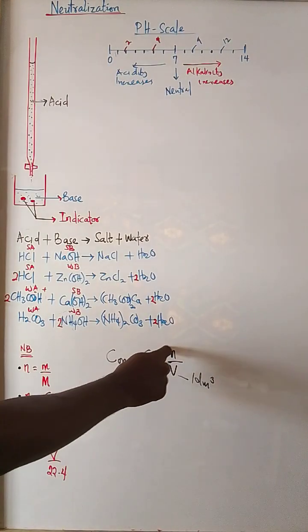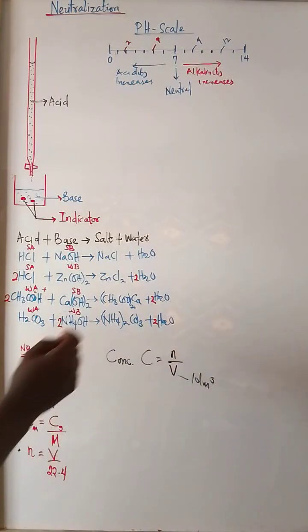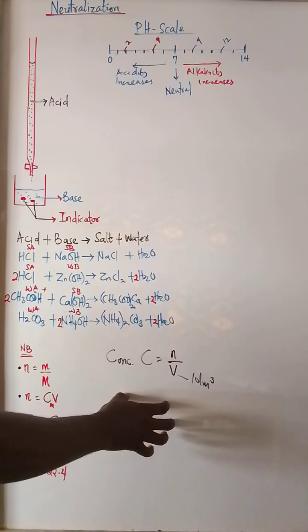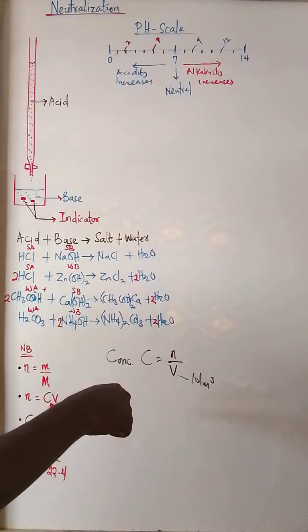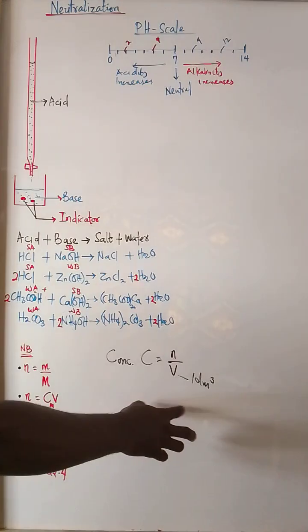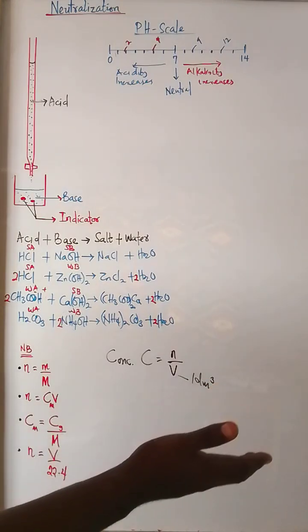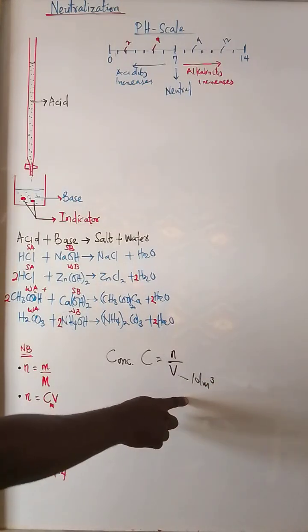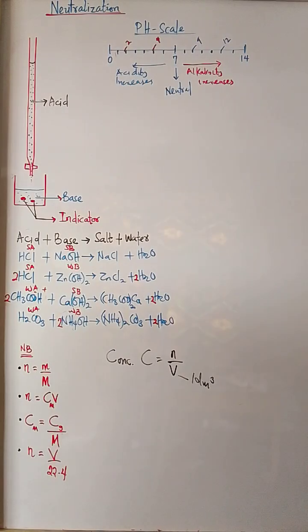So the more number of mole you have per dm cube, the more the concentration. Suppose we have 1 dm cube of water, and inside we have, let's say, 0.5 mole of an acid. Then we have another solution. In 1 dm cube, we have, let's say, 2 moles of another acid. That one that has 2 moles in 1 dm cube has more concentration. And I think I mentioned something about that when I was explaining concentrated and dilute acid.